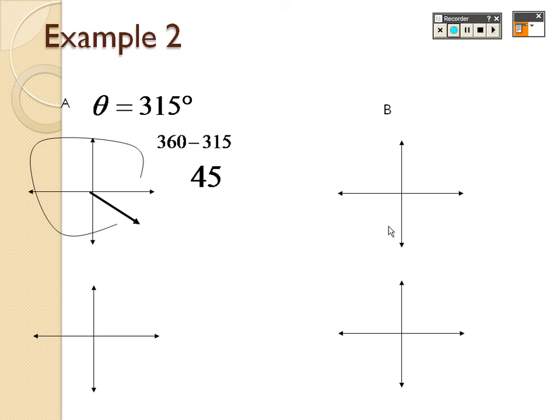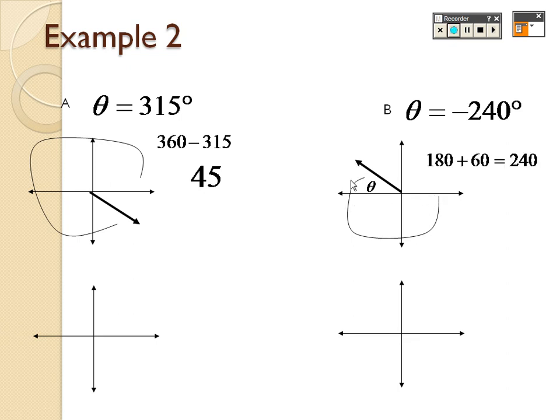Next one, negative 240. So this is 90, this is 180, this is 270. So that's too far, so this should be in this quadrant right here. So to figure out what that answer is, that's negative 240. If it's 180 to here, 240 minus 180 would be 60 to make that work right in there. So that's a 60 degree angle.